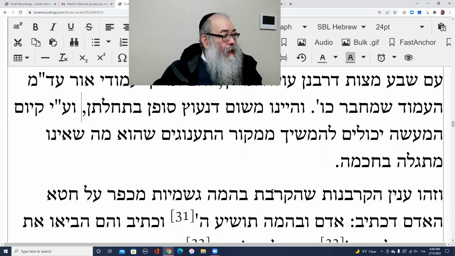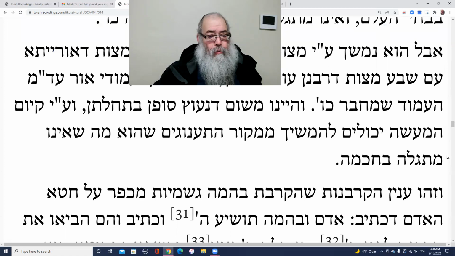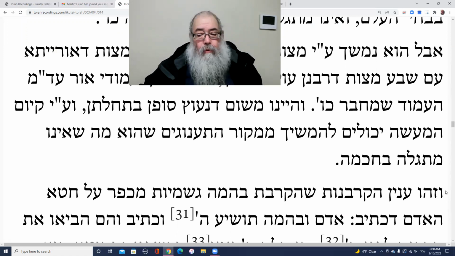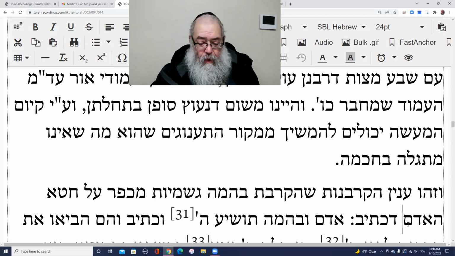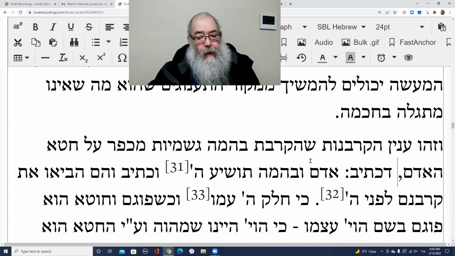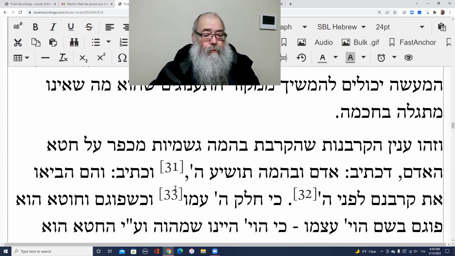And this is also the idea he wants to bring out, that we see that the gashmis has a power to accomplish more than even the ruchnis. That's why to atone for a person, you bring a physical korban, and the korban atones for the person. This is the idea of the korbanos. The offering of a physical animal atones for the sin of man. Like it says, "Adam uvehema toshia Hashem," that a person, together with the animal, Hashem will help. Another verse states, "Vehem heviu es korbanam lifnei Hashem," they brought their korban before Hashem.